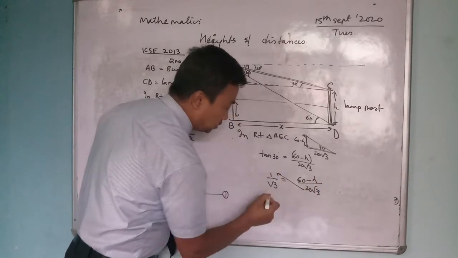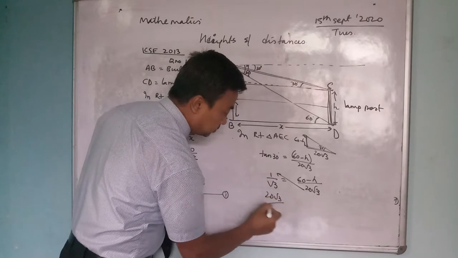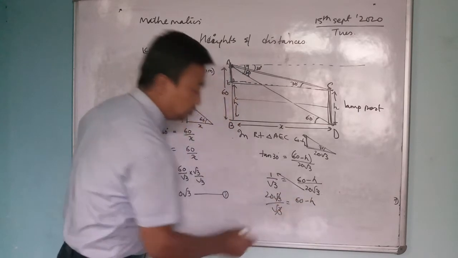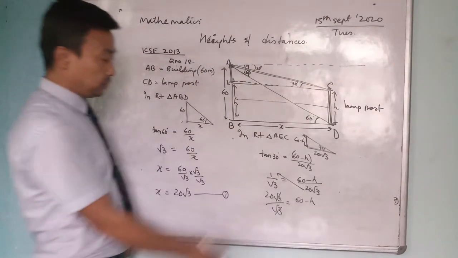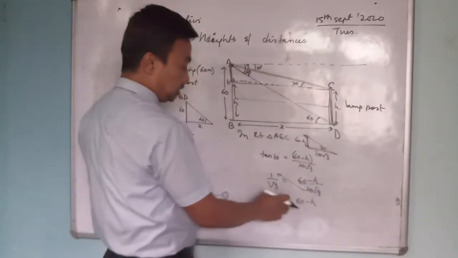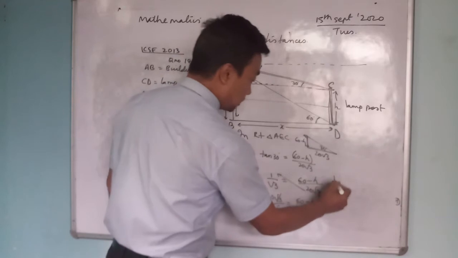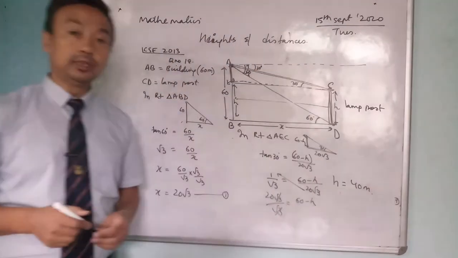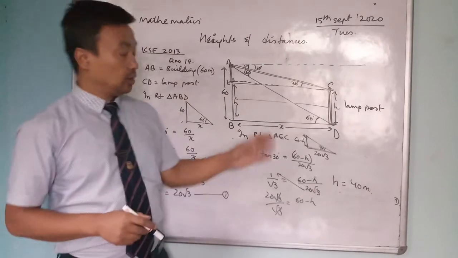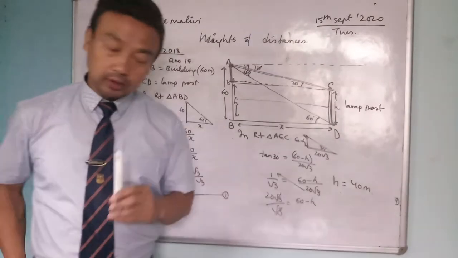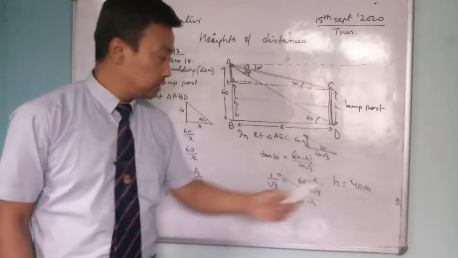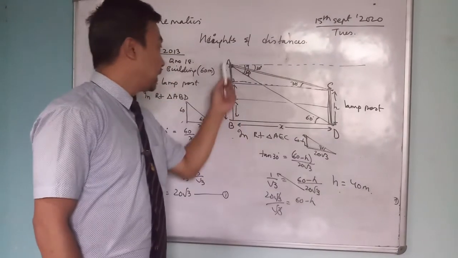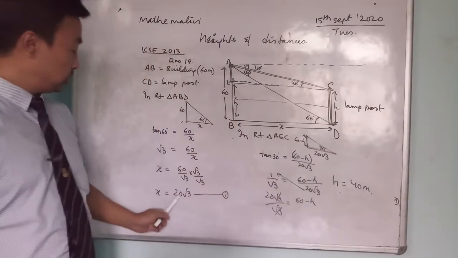If you cross multiply, root 3 and root 3 cancel. So what is left here? 20 equals 60 minus h. After transposing here and there, you will get the height of the lamp post to be 40 meter. So we have found the two values: the height of the lamp post, which is 40 meter, and the distance between the lamp post and the building is 20 root 3.